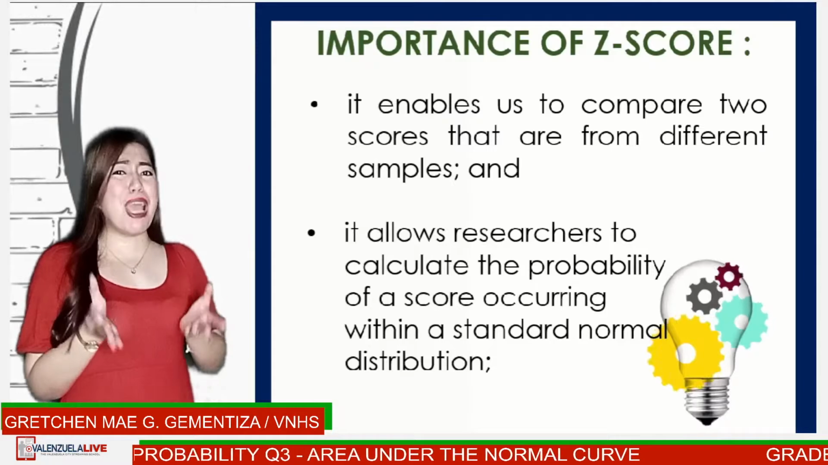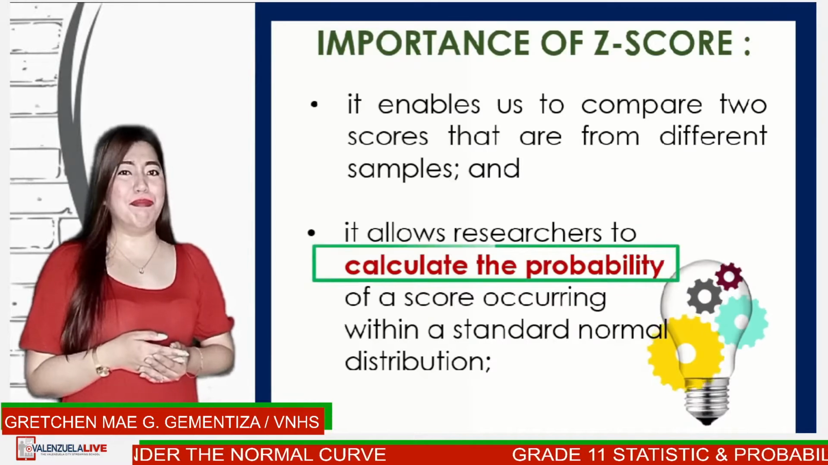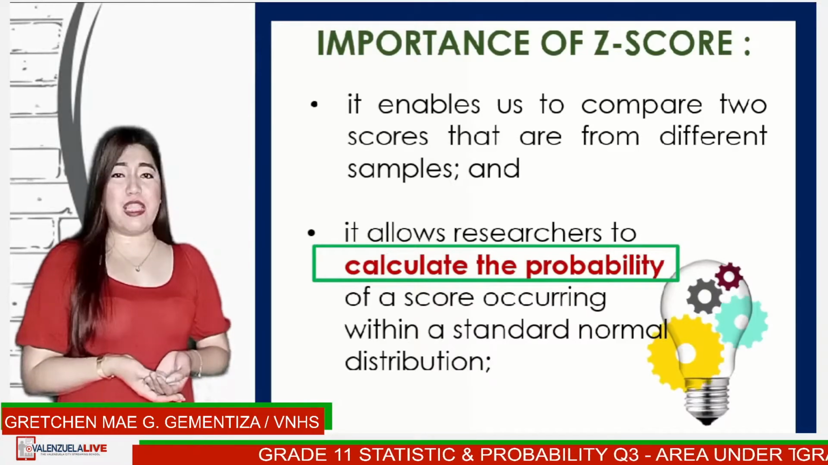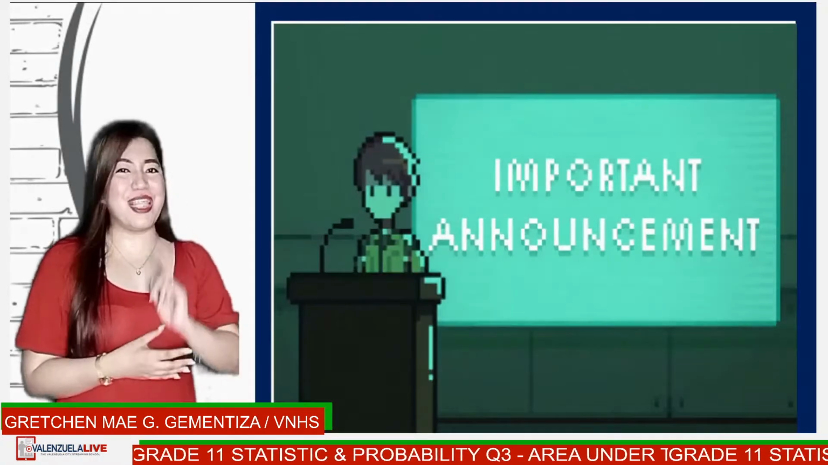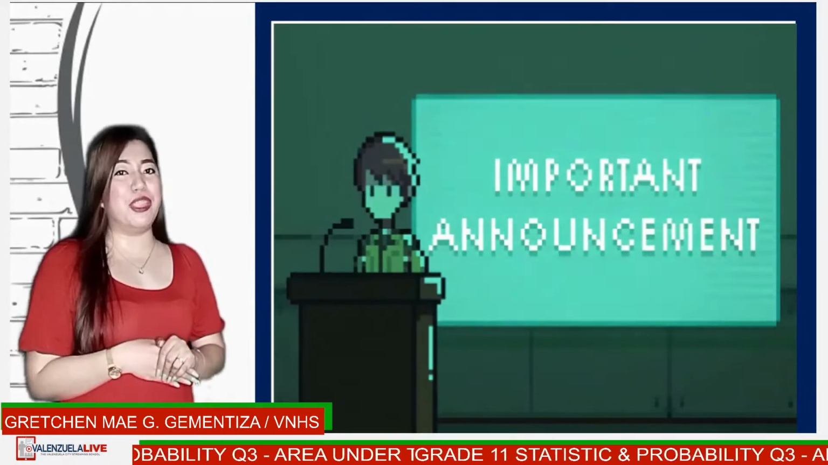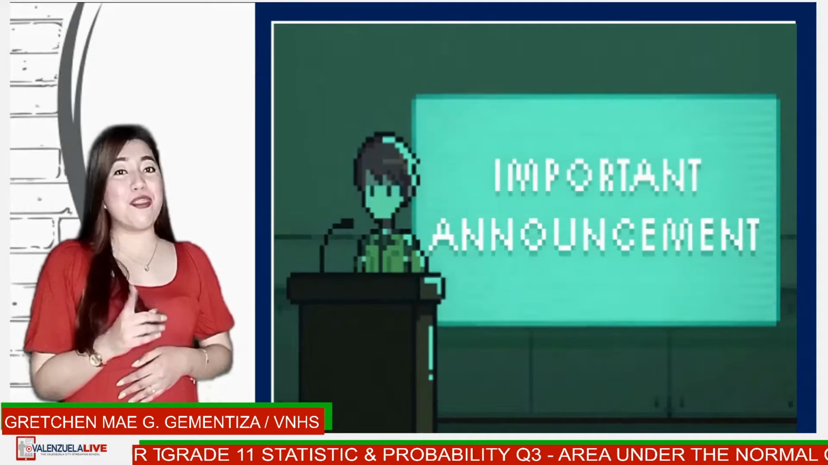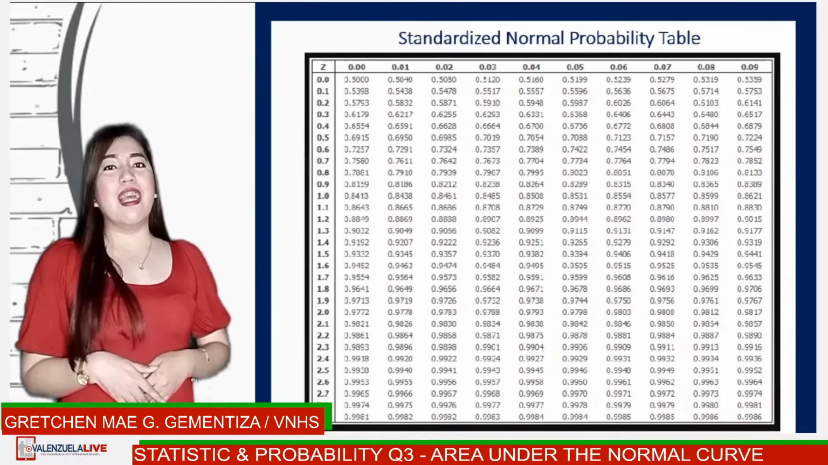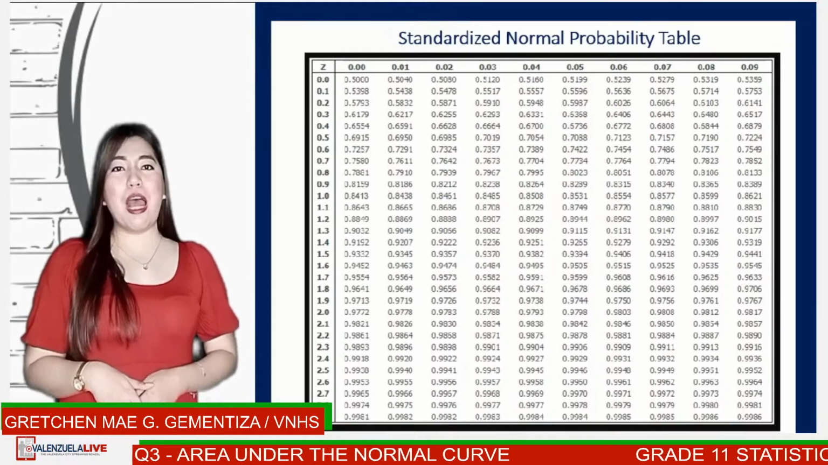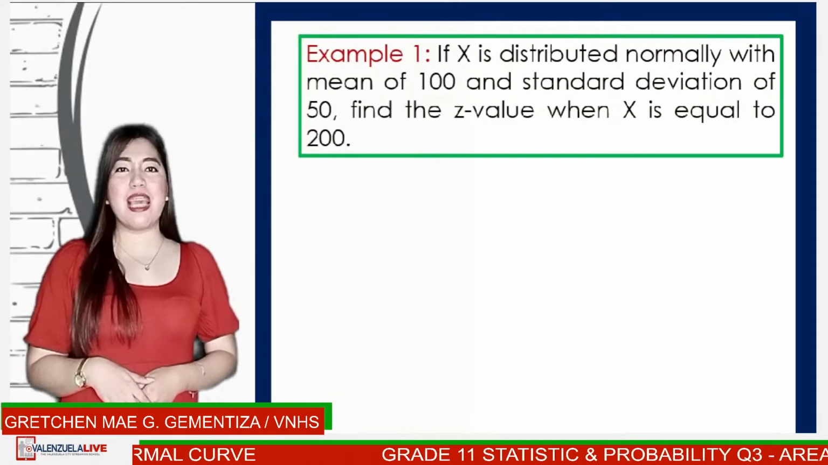Ma'am, you have mentioned one of its importance is to calculate the probability of a score. Does it mean we will solve and prove the probability of a z-score? Good news! We shall not use the formulas to calculate the probabilities under the normal curve. They are already available for our use. Here is the table I am referring to, the standardized normal probability table. Let us learn more about normal probability distribution by analyzing the following examples.